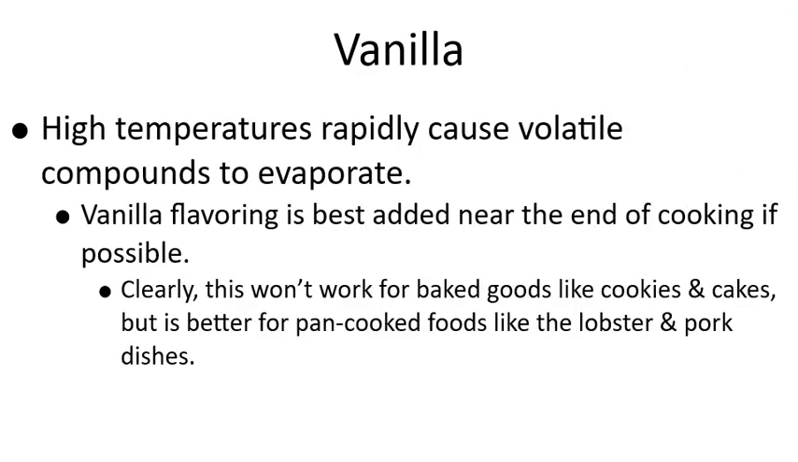When heated, the volatile compounds in vanilla flavoring quickly evaporate. While this is good for making your kitchen smell good, it removes these molecules from the dish, reducing the flavor once the dish is consumed. As a result, vanilla flavoring is best added near the end of the cooking process if possible. For example, if you're adding the vanilla to a lobster or pork dish you're heating in a pan, you'd want to add it just before removing the dish from the heat. Of course, for some dishes like cookies or cakes, we can't practically add the vanilla flavoring after we pull the dish out of the oven, so we're forced to add it beforehand.